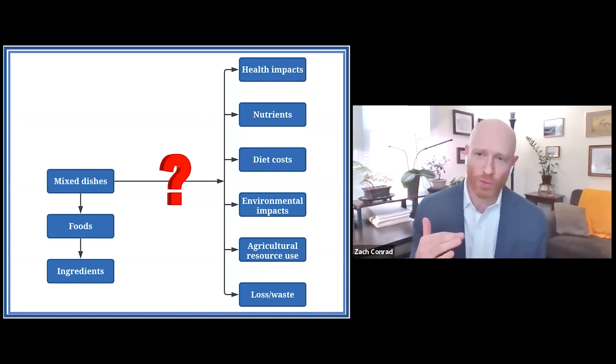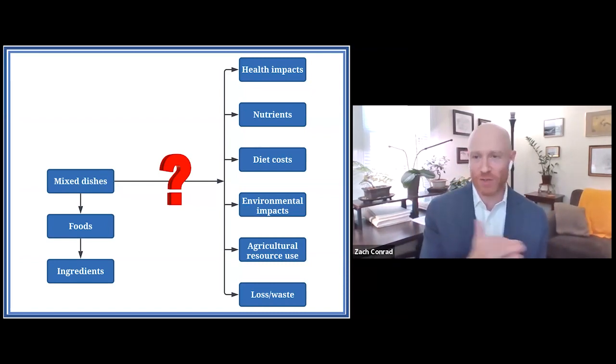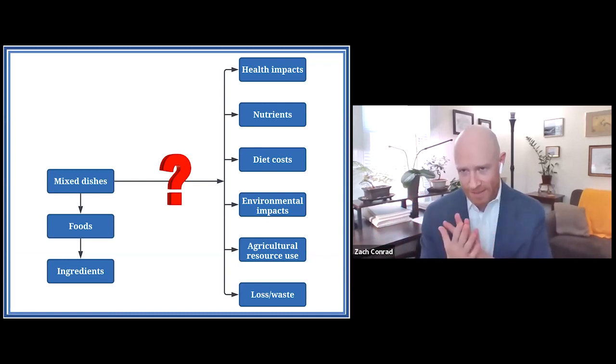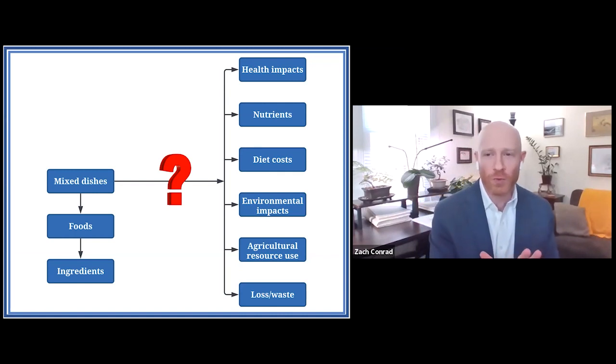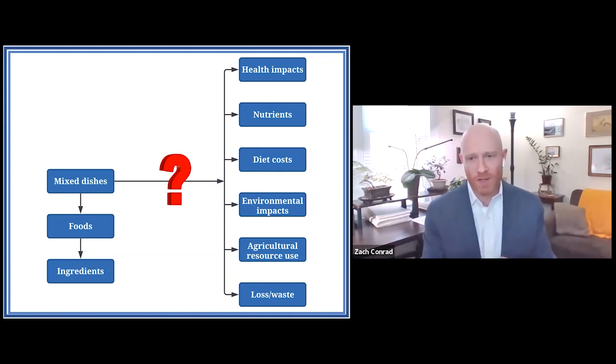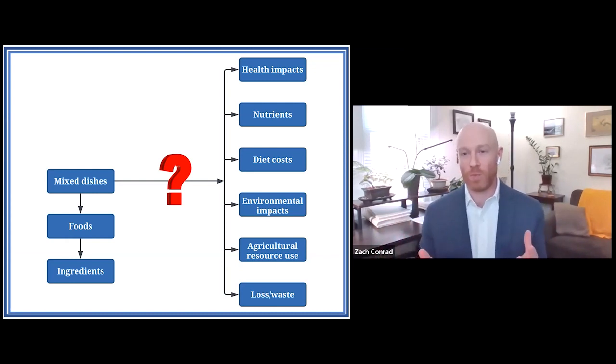In order to be able to link mixed dishes to all of these other sustainability impacts, we then need to break these mixed dishes down into foods and then break down those foods into ingredients. So a mixed dish would be a cheeseburger, a food in that mixed dish would be the bun, and then an ingredient in that bun would be the wheat, right? And we'll take a look at this.